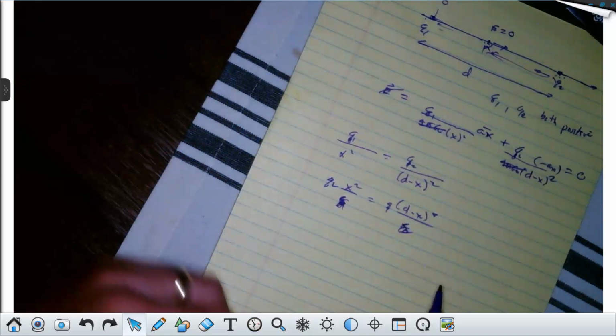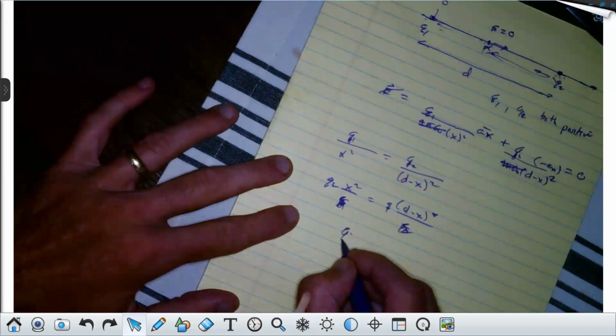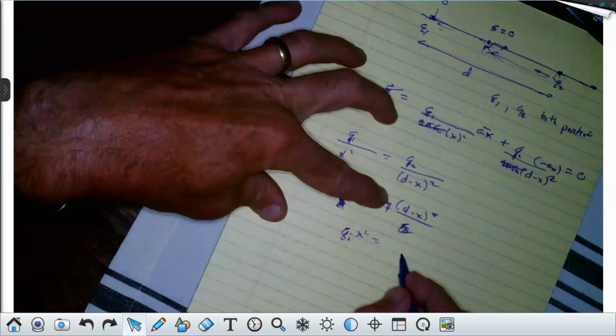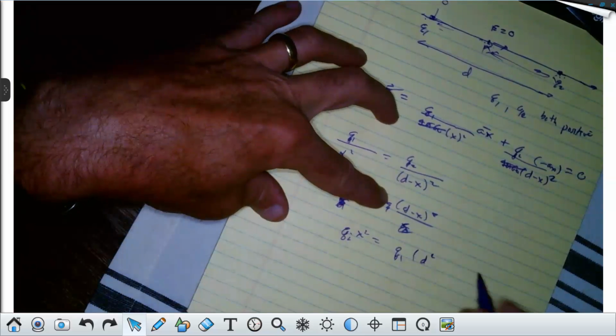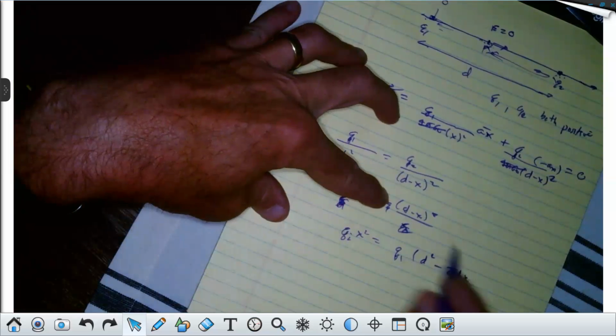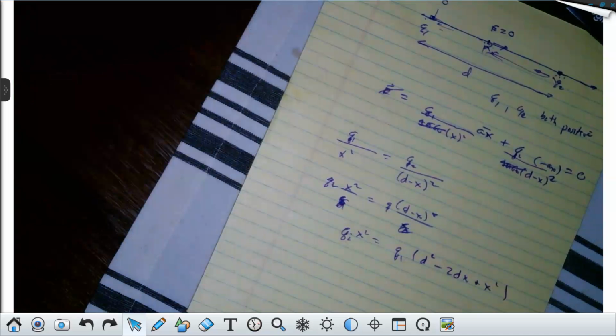Now, I think y'all see this. I think you're a little hesitant, but you all see at this point, I can square this out. Then I have q2 x squared is equal to q1 times d squared minus 2dx plus x squared. Do you all agree with that? All right. And then what do I do at this point?